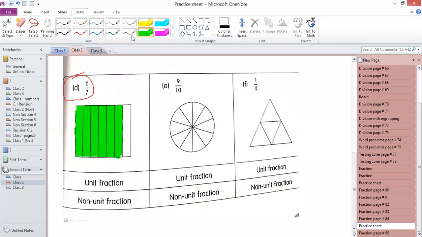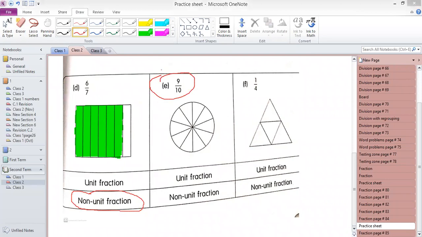Six over 7. So 6/7 is a unit fraction or non-unit fraction? Yes, guys, tell me. Non-unit fraction. It is a non-unit fraction. Why non-unit fraction? Because in numerator it is 6. Now come to the E. 9/10. For 9/10, I will take one student.